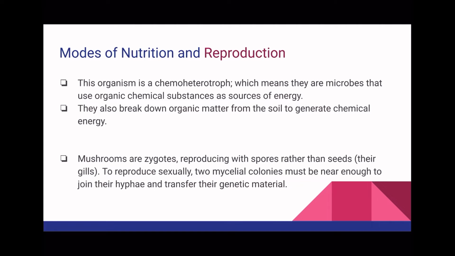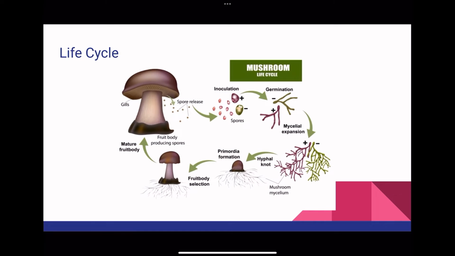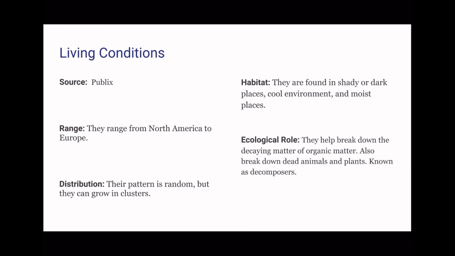To reproduce sexually, 2 mycelial colonies must be near enough to join their hyphae and transfer the genetic material. As you can see right here, you can see the life cycle of a mushroom and how it goes from a spore to germination from the stem and then into the formation.